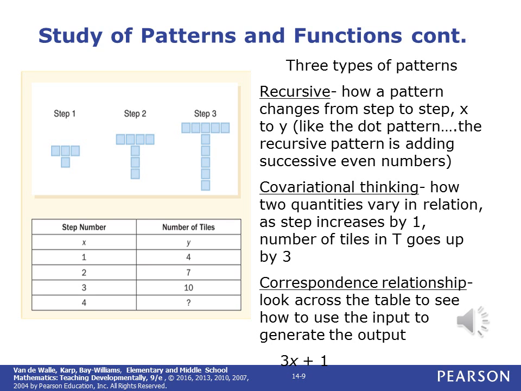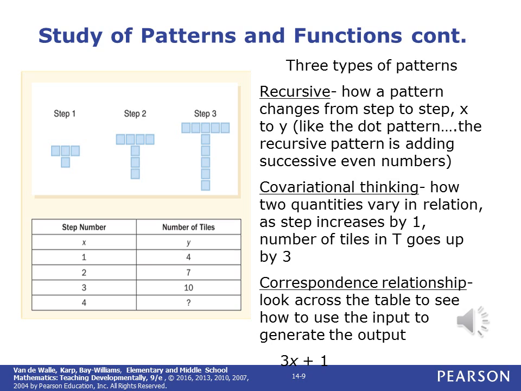For covariational, you're looking at how the two quantities vary in relation to one another. So if you're looking at the T pattern on the top left of your slide here, you notice that as you proceed from one step to the next, you continue to increase consistently the number of tiles by 3. And the last type of relationship is a correspondence relationship.